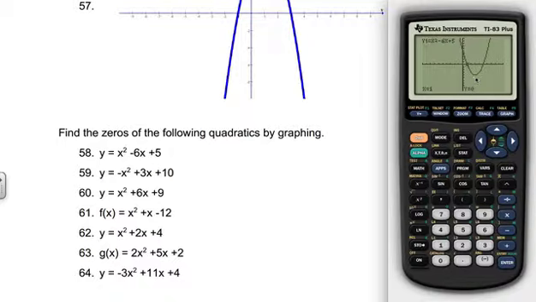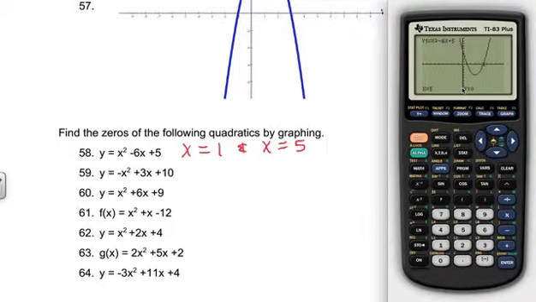Let's see if we can find that other one. So we're still in trace mode, and I think my other one is 1, 2, 3, 4, 5. I think my other 0 is at 5, so I'll type in 5, I'll hit enter, and there is another 0. So 1 and 5 are indeed the 0, so we simply say x equals 1 and x equals 5 are the solutions. Okay, let's go to our next equation.